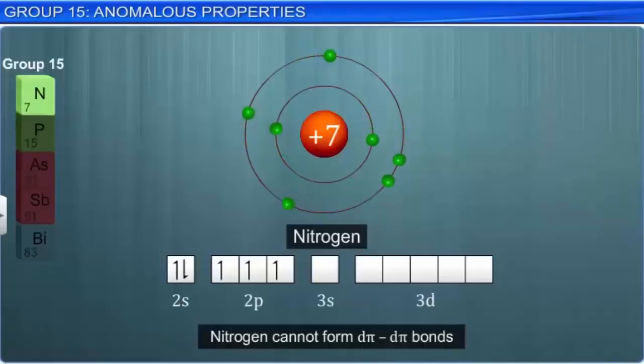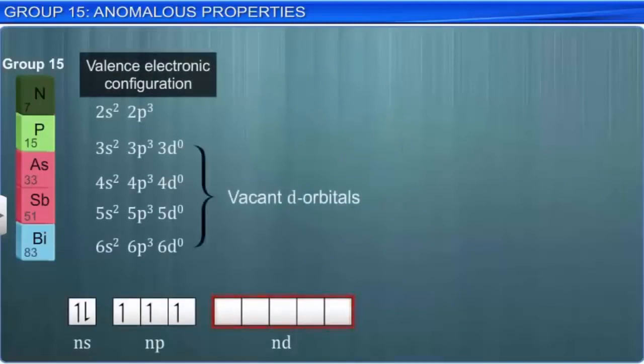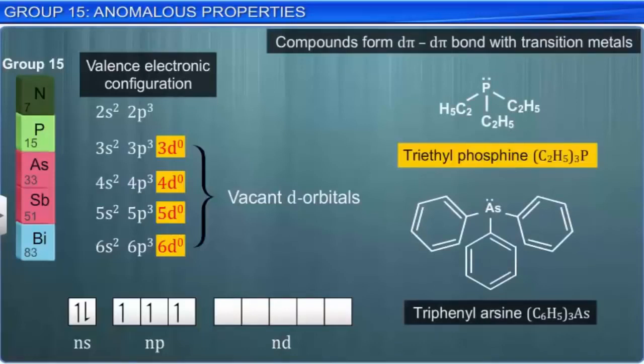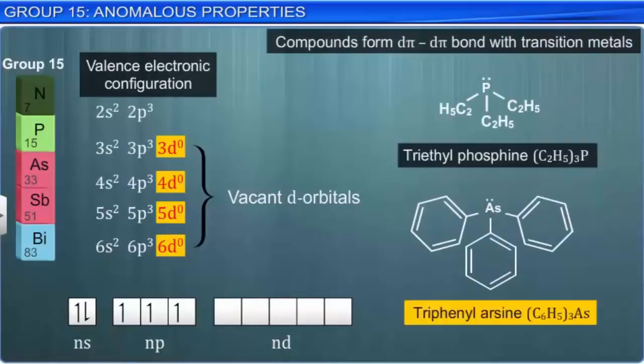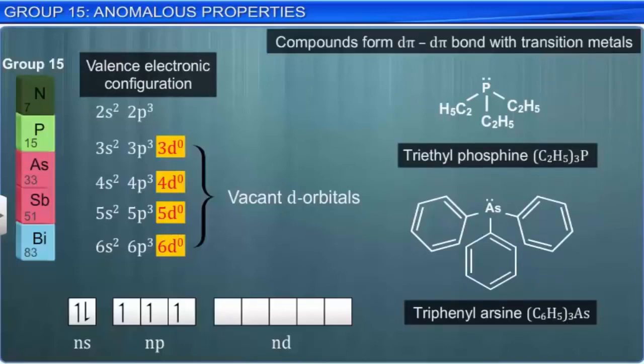For the same reason, that is, due to the absence of d orbitals in nitrogen, it cannot form d-pi, d-pi bonds. Due to the availability of vacant d orbitals in the remaining elements of group 15, compounds of these elements, such as triethylphosphine and triphenylarsine, form d-pi, d-pi bonds with transition elements.